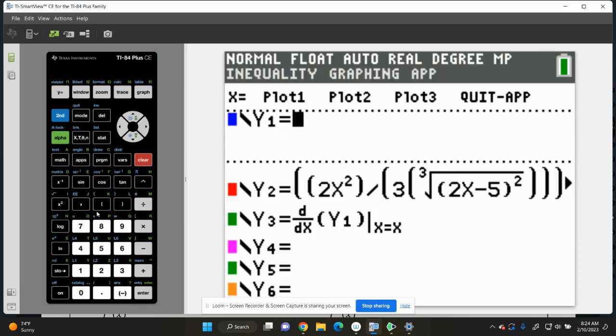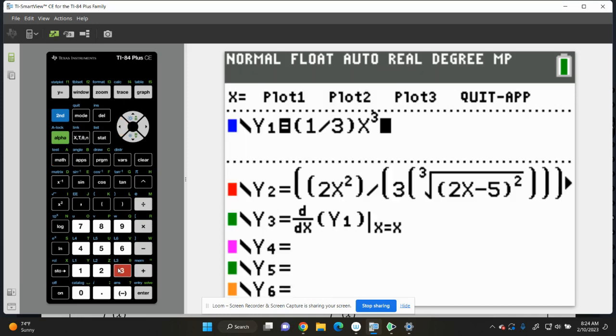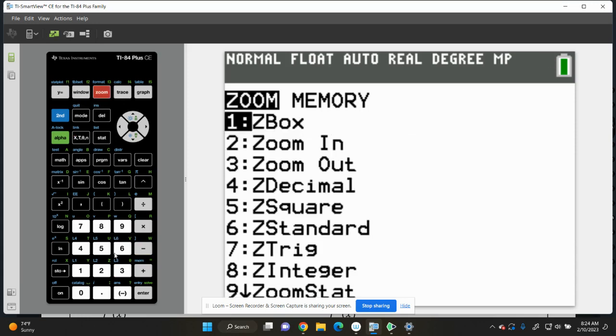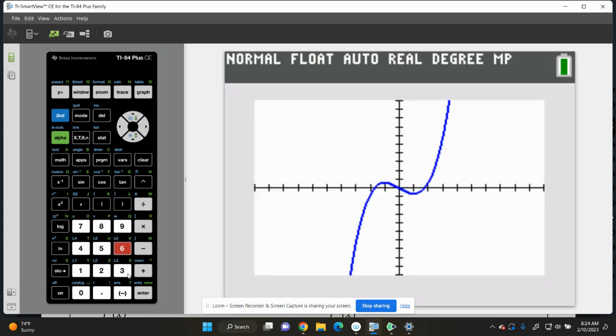Let's see. 1/3 x to the third minus x. Okay, let's just take a quick look at that. Okay, so it looks like it's got a maximum at -1, 1 and a minimum at 1, -1.